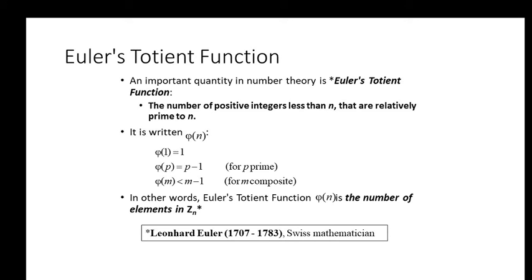Euler's totient function. An important quantity in number theory is Euler's totient function: the number of positive integers less than n that are relatively prime to n. It is written phi of n. Phi of 1 is equal to 1, phi of p is equal to p minus 1 for prime p, and phi of m is less than m minus 1 for composite m. In other words, Euler's totient function phi of n is the number of elements in Zn star.